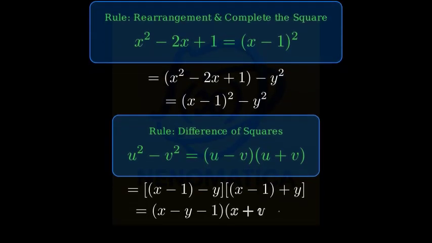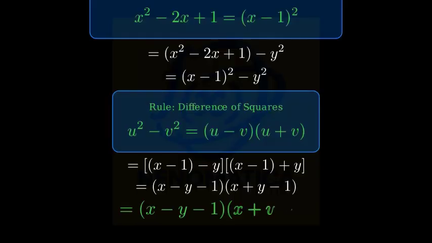Let's simplify each factor. The first factor becomes x minus y minus 1, and the second factor becomes x plus y minus 1. So our final factored expression is (x minus y minus 1) times (x plus y minus 1).